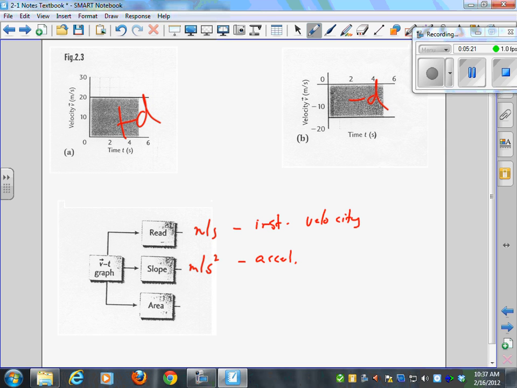It's also on the bottom of page 39 there, if you want to follow along. The area we get a unit of, when you take meters per second times seconds, the seconds cancel and you end up with just meters, which is the displacement. So the VT graph is quite valuable. It can give you all three things.